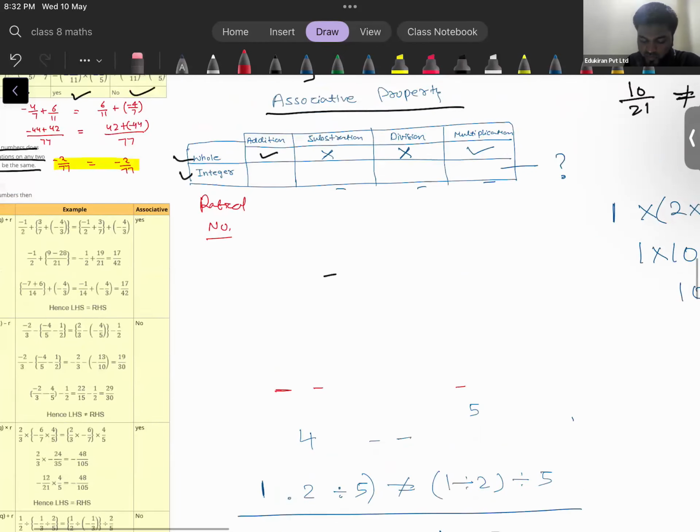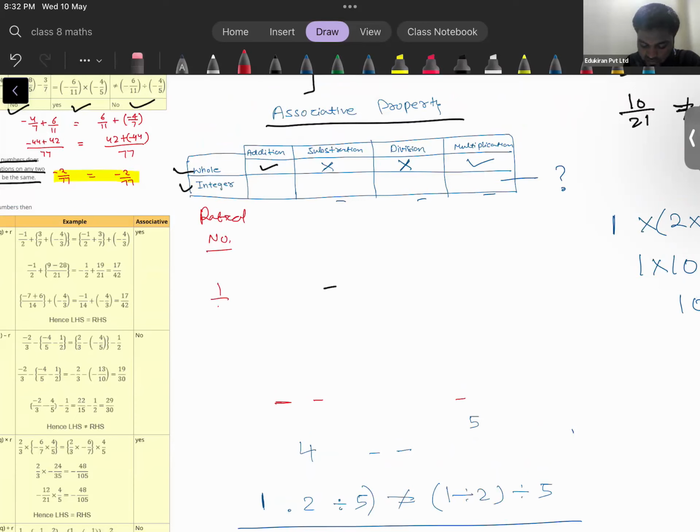If we talk about addition, I take three rational numbers: 1 upon 2, 5 upon 7, and 8 upon 3. Can we add them in any order? Yeah, we can add them in any order and the answer is going to be the same, right? Yes, Ifra. Yes, sir. We see that addition for rational numbers is following the associative property.